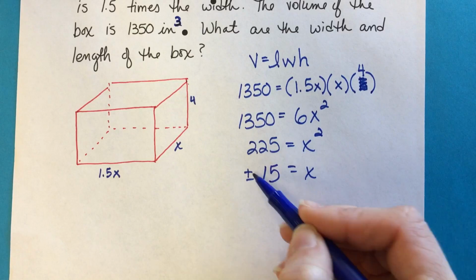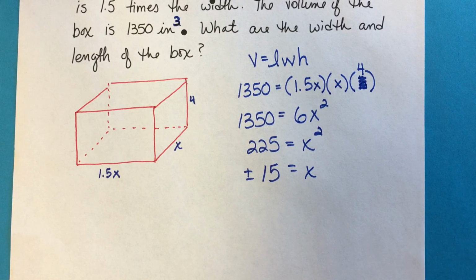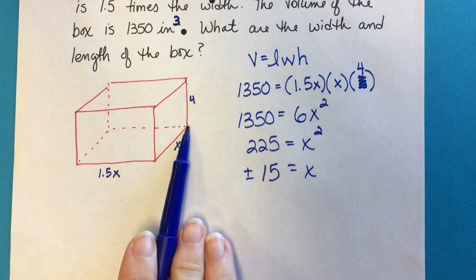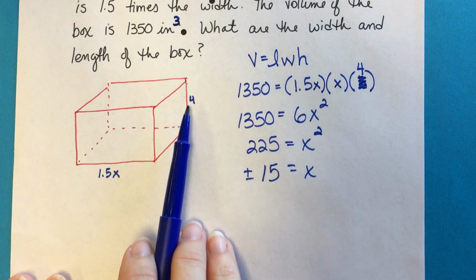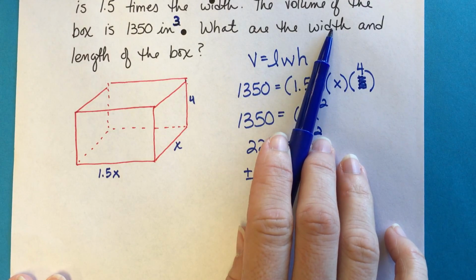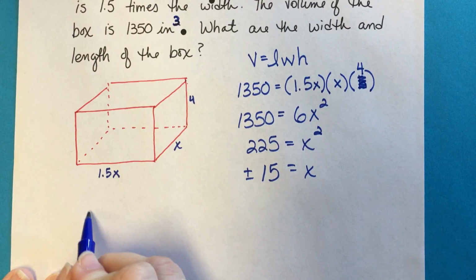That's a perfect square. And again, you're supposed to put your plus minus, but actually when I go to figure my answers here, I'm only going to consider the positive 15 because x represents the width of this box, and you're not going to have a negative width. So of course, we know the height is 4. We just need to identify the width and the length.